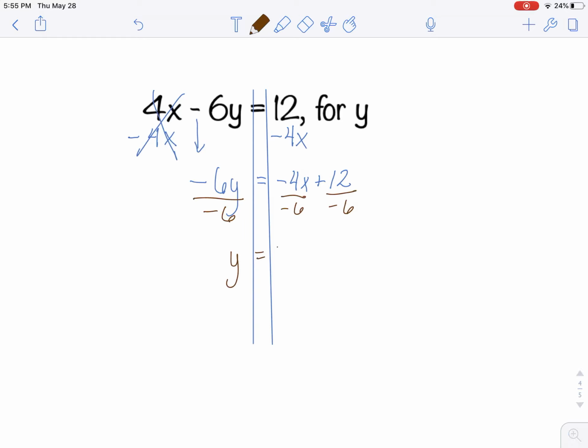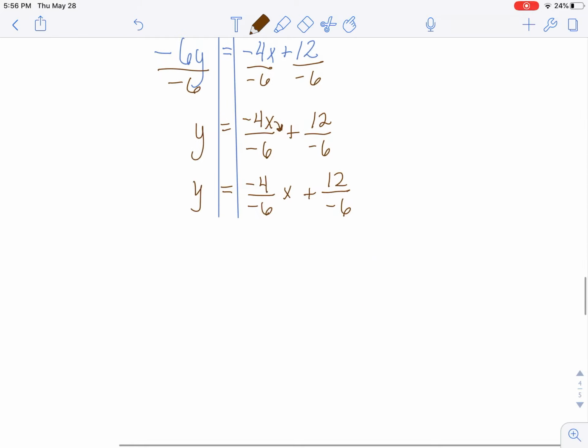So now I'm left with y equaling negative 4x over a negative 6 plus 12 over a negative 6. We need to do some simplifying, and we need to pull that x out to the side. You can even do that first or last, doesn't make a difference. Let's simplify.